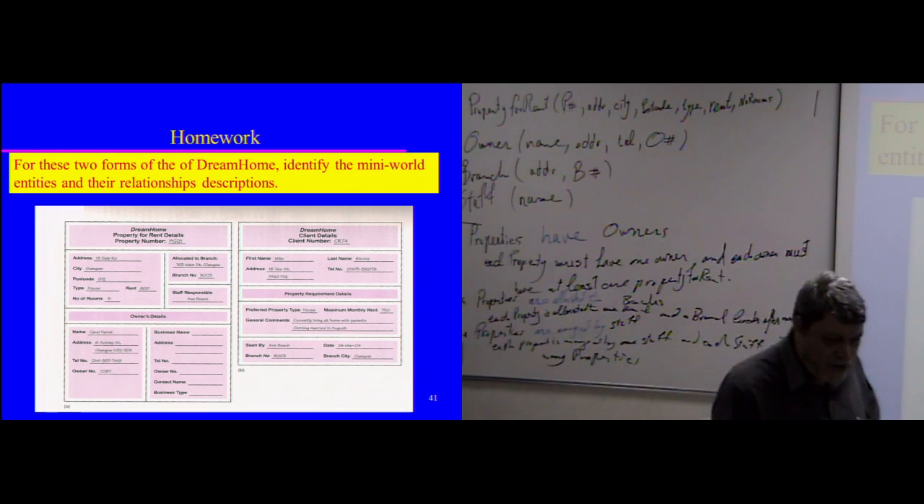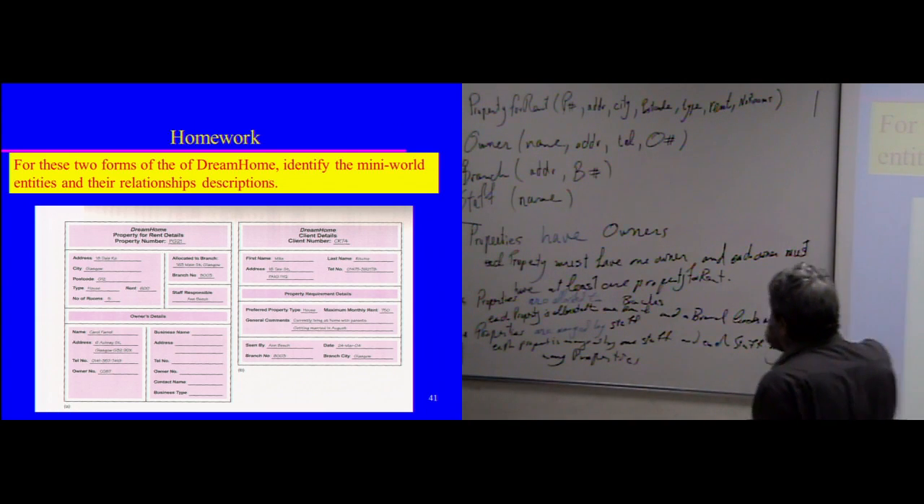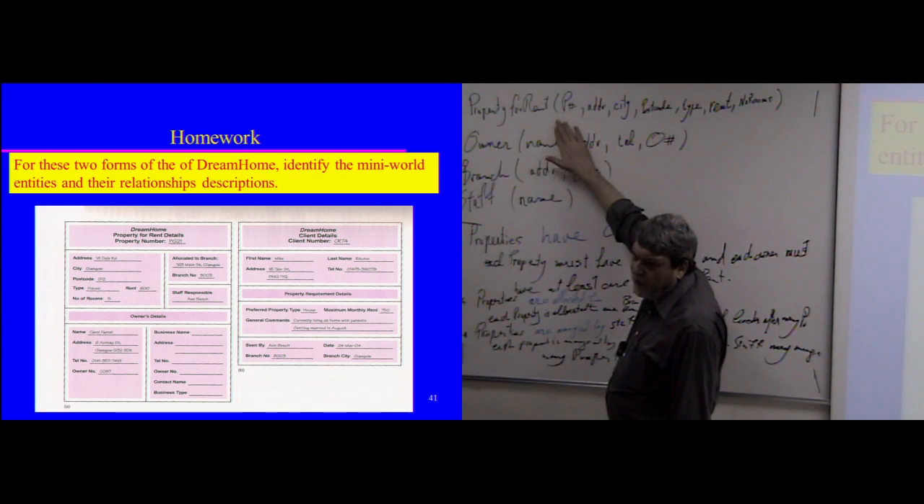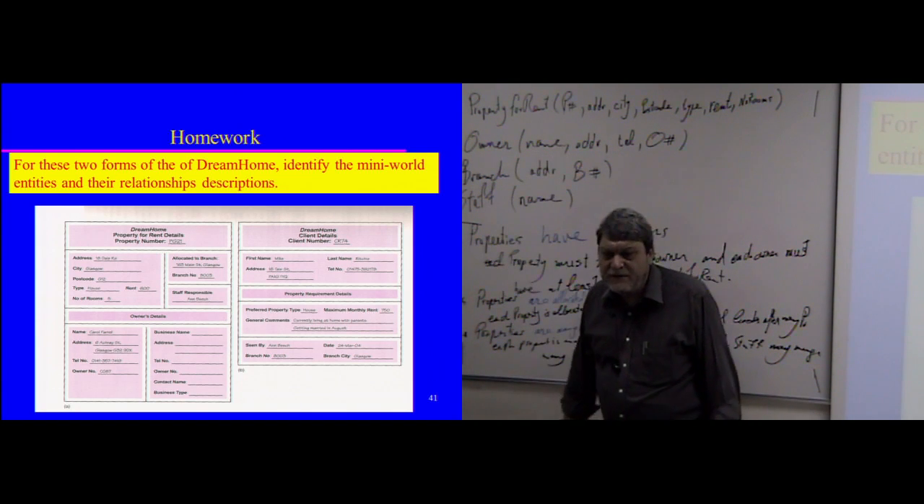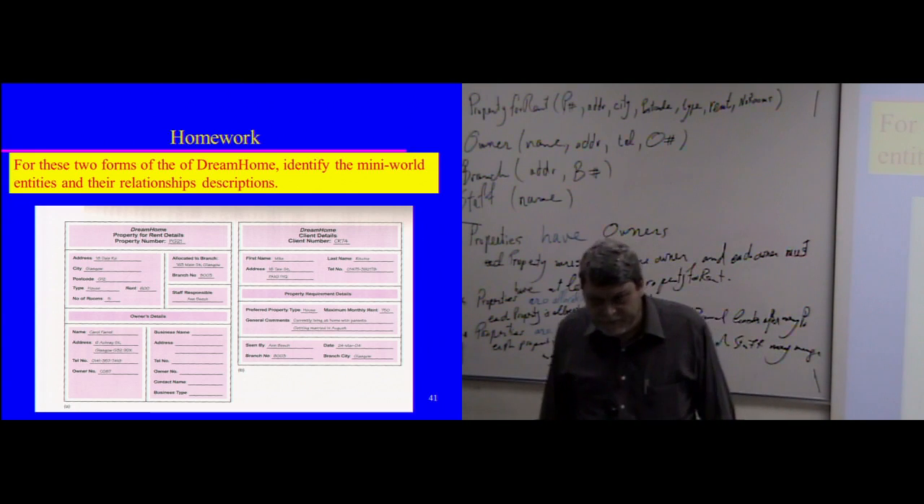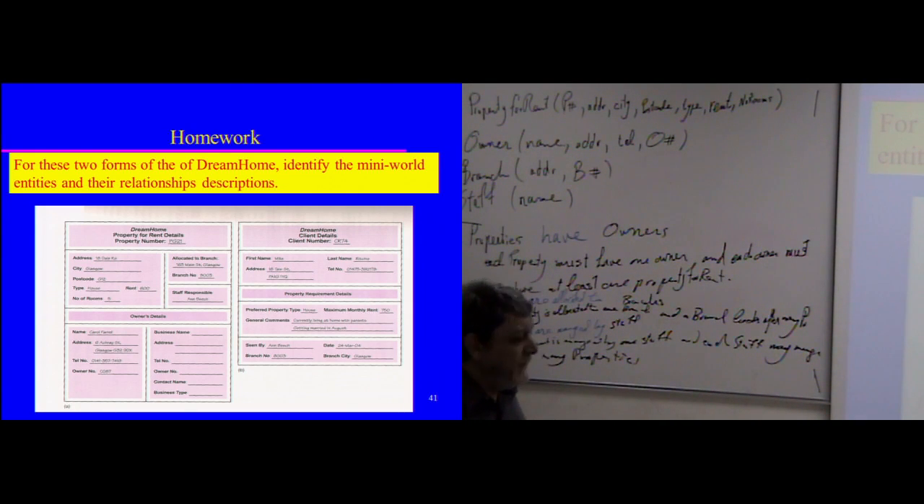Are there any relationships that could be inferred from this form? Of course not. Why? Because we have related the focus, which is the property for rent, with every one of these other entity types. So analyzing the form is as simple as that. Let us review.